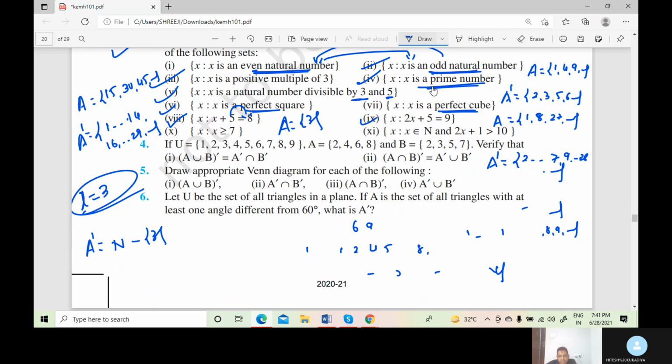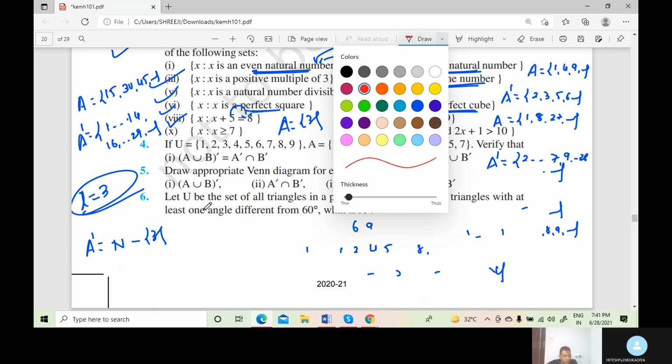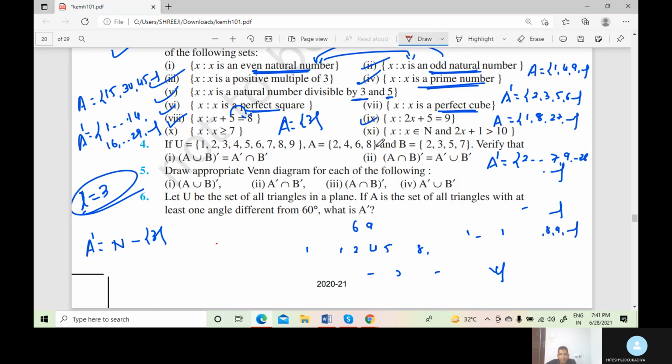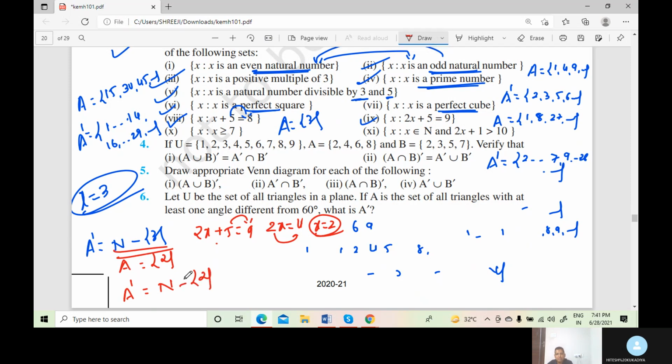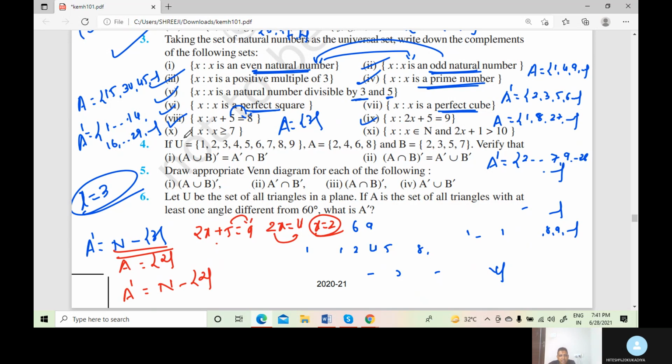Now we discuss question number 9. Look at this question. X such that 2x plus 5 equals 9. 2x plus 5 equals 9. Now 9 minus 5 equals 4. Now divide by 2, so x equals 2. So our set A equals only 2. Now the complement of A is the natural numbers except 2. All the natural numbers but except 2. 2 is not contained here.